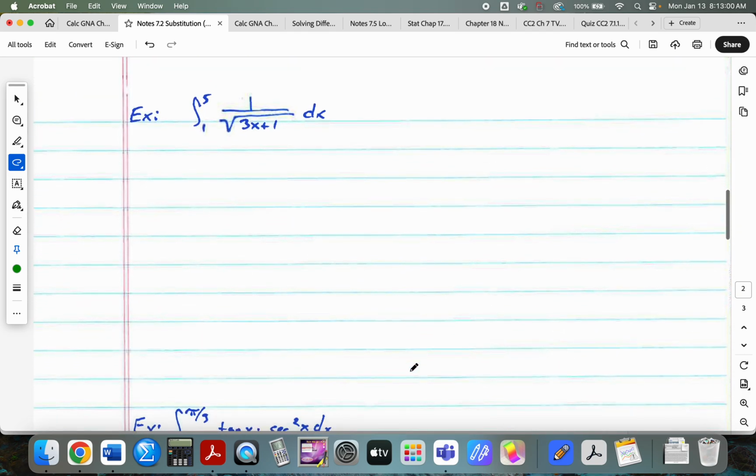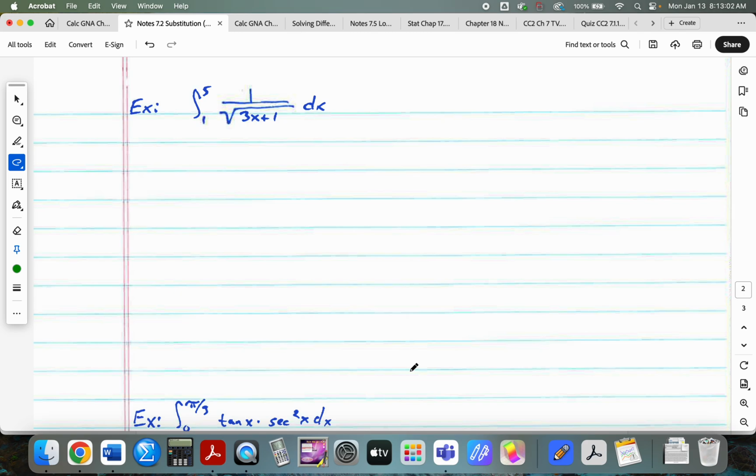All right, let's do another couple like that. For this problem, the very first thing I would want to do is rewrite it as the quantity 3x plus 1 to the negative 1/2 dx from 1 to 5. You could do this without a u substitution, but just for the practice, we're going to do u substitutions on all of these. So we'll let u be equal to 3x plus 1.